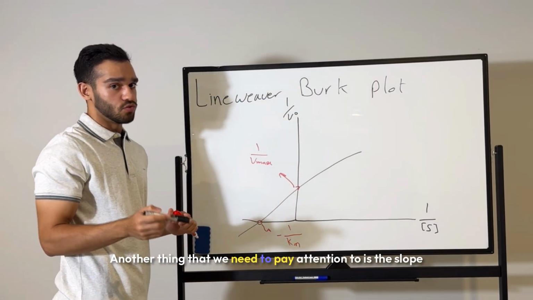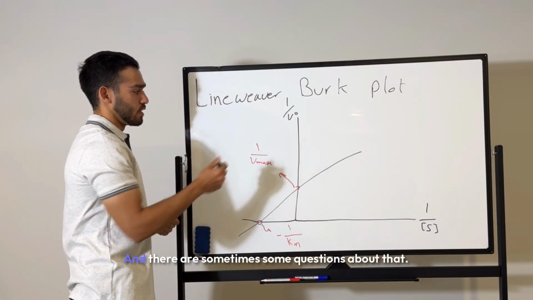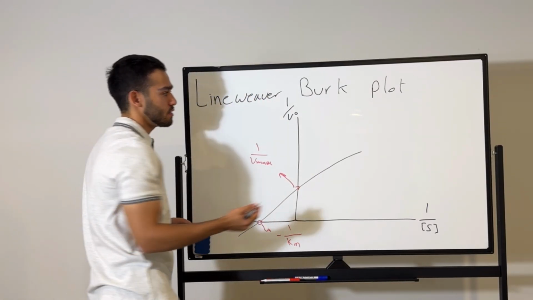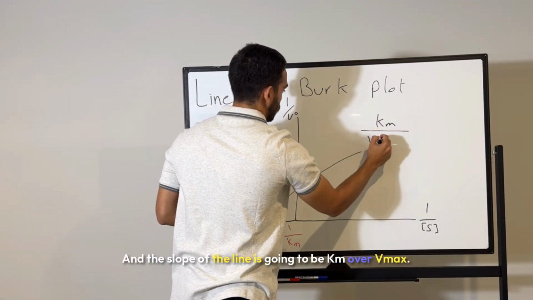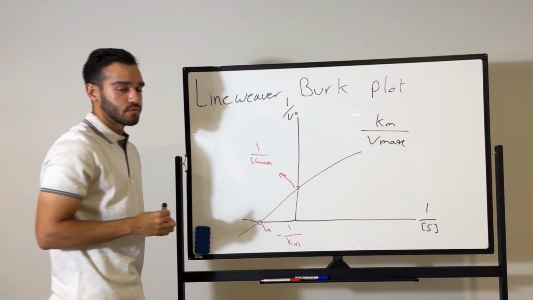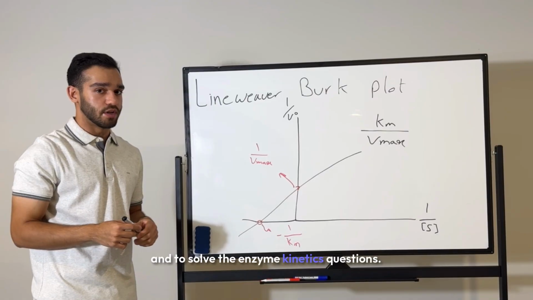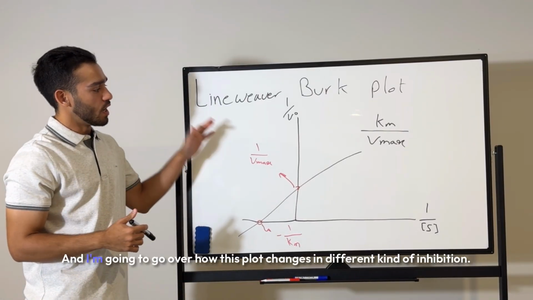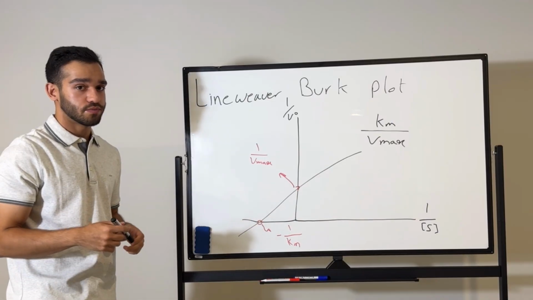Another thing that we need to pay attention to is the slope of the line, and there are sometimes some questions about that. And the slope of the line is going to be Km over Vmax. So this plot is really important for the MCAT and to solve the enzyme kinetics questions. And I'm going to go over how this plot changes in different kinds of inhibition.